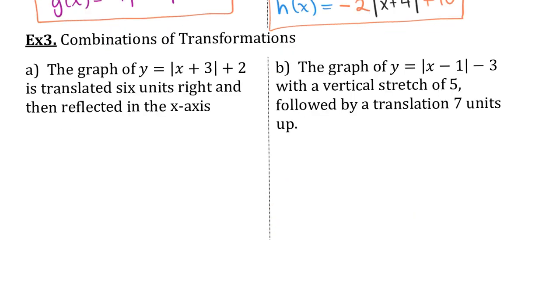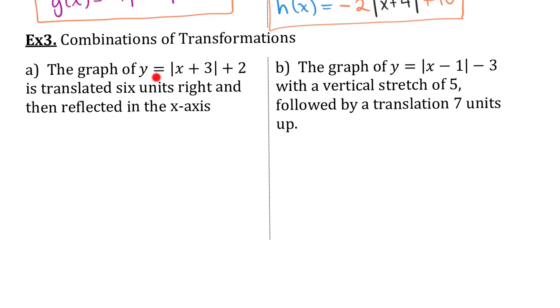Okay, now what happens if we have more than one transformation? So we're going to do a combination of transformations. Now when you're doing a combination of transformations on a function that is already transformed, you do need to do it in the order they indicate. Otherwise it actually changes your graph. Okay, so let's start with the first one.